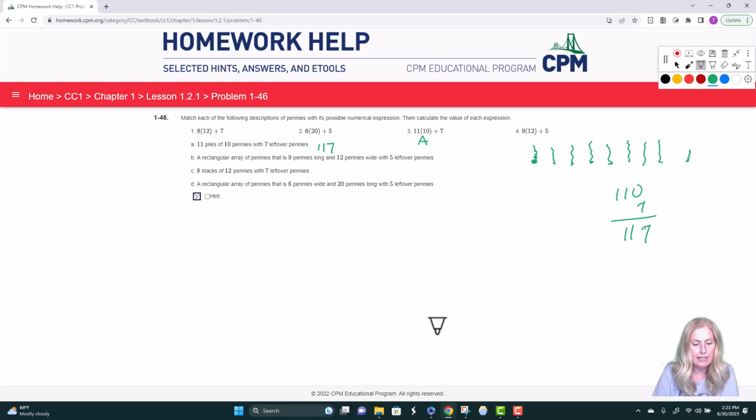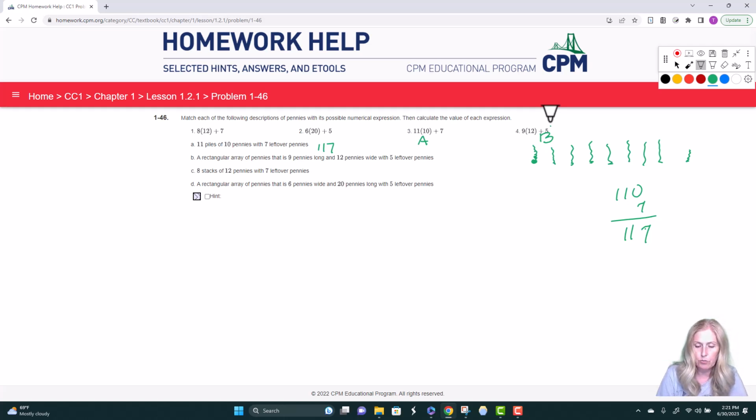B says a rectangular array of pennies that is 9 pennies long and 12 pennies wide with 5 leftover pennies. So we have a 9, a 12, and a 5, and it's super easy to see that that matches number 4. You might be wondering what they mean by a rectangular array of pennies.